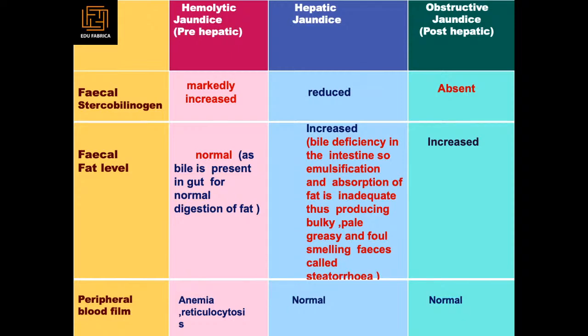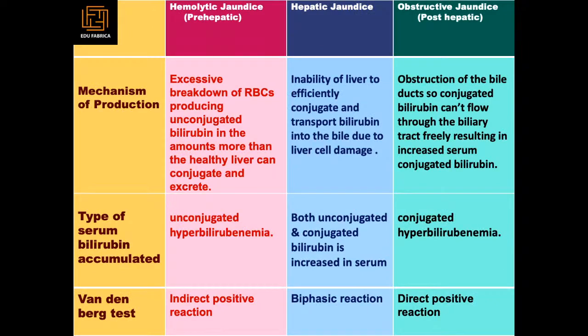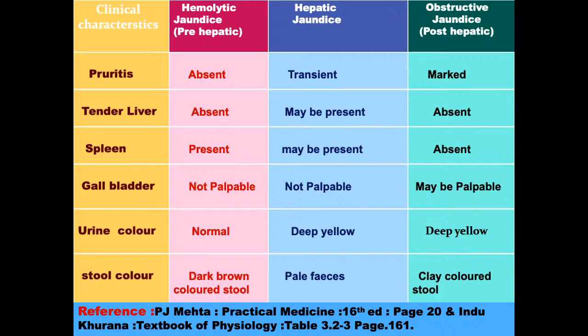So these are the various medical perspectives to see which kind of jaundice it is. And some clinical characteristics: is it pruritus, tender liver, spleen, gallbladder, urine color, stool color? So we can see the following results and be able to answer them.